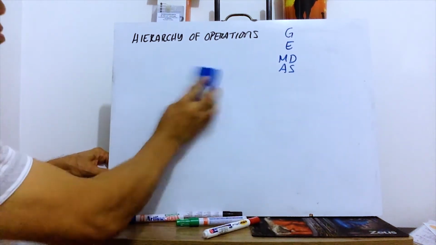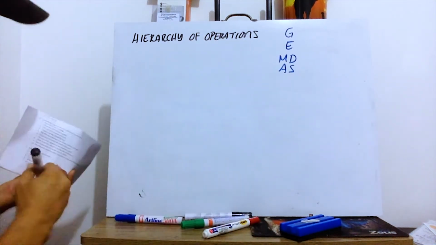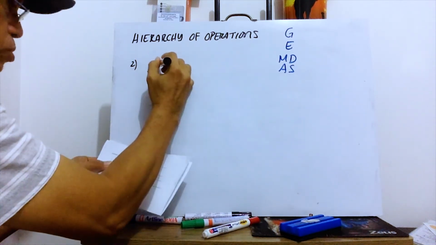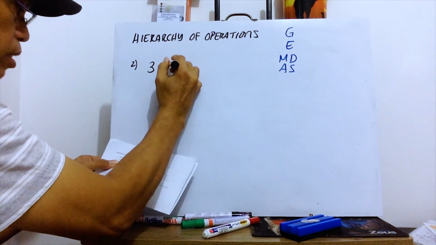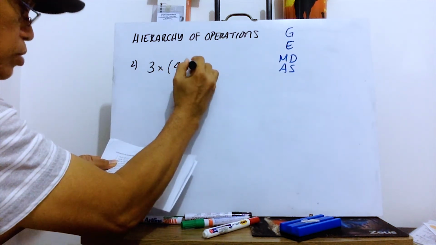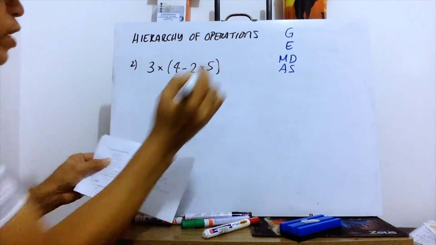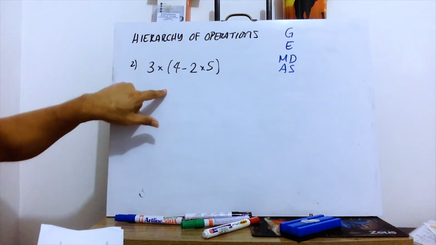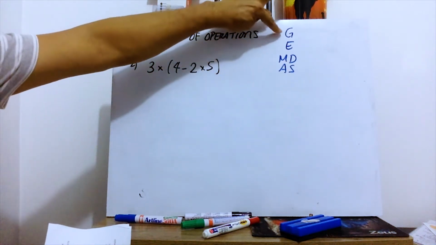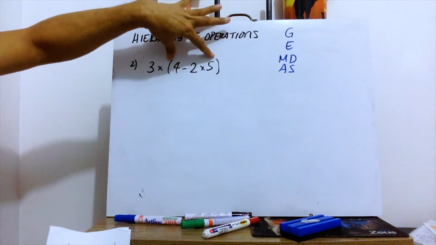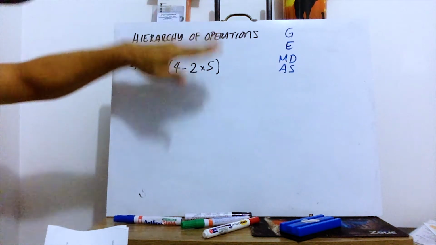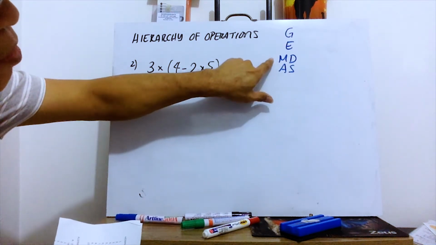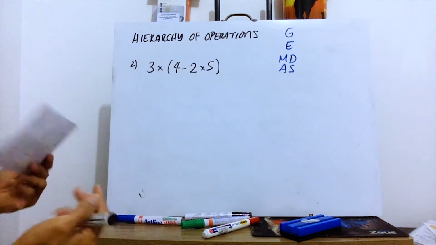Next example. 3 times 4 minus 2 times 5. We have parentheses, so this should be solved first. And then let's go inside. What do we see? Subtraction, multiplication. This goes first.